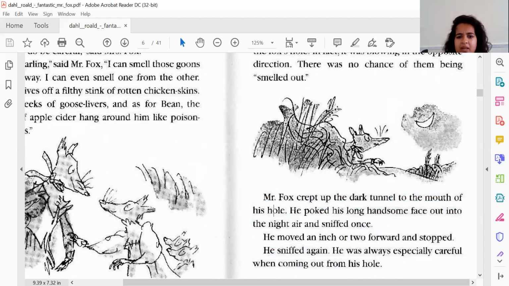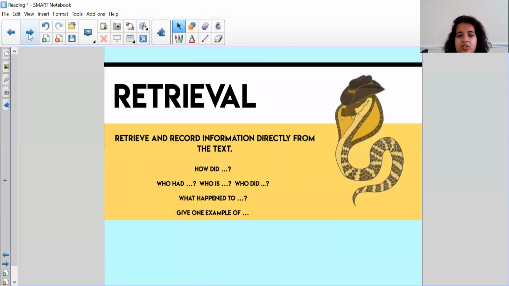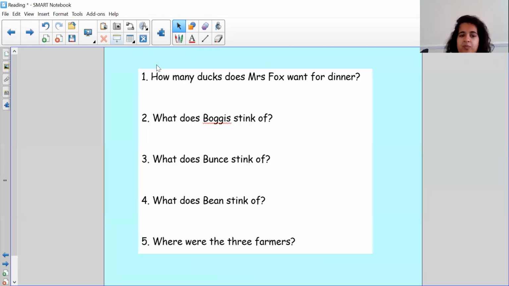Okay, so I think we've read quite a lot today. You've done really well. We're just going to go and answer our few questions. All right, so retrieval means you've got to find answers from the text. The questions could be how, could be who, could be what happened, could give me an example. And that is our retrieval viper. Okay, so question 1. How many ducks does Mrs. Fox want for dinner? If you remember, and you go back in the video, we read that right at the beginning.